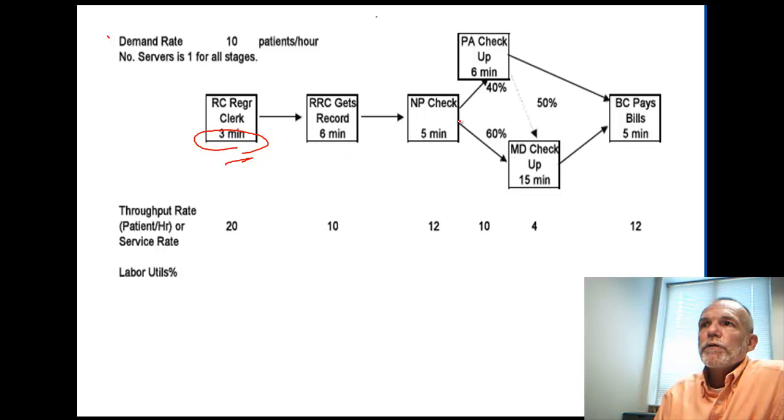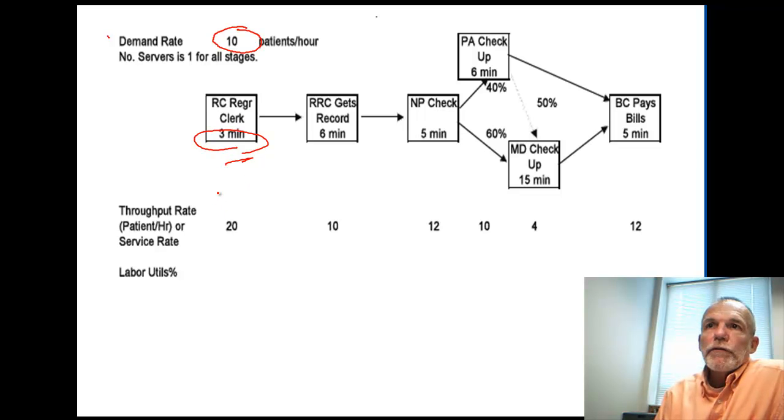You can see at this point there's a decision in which we've got a branch of 40% go through the PA, 60% to the medical doctor, and so forth. They come back together and go through the billing step. Okay, and the rate at which patients are arriving, the demand rate, is 10 patients per hour.